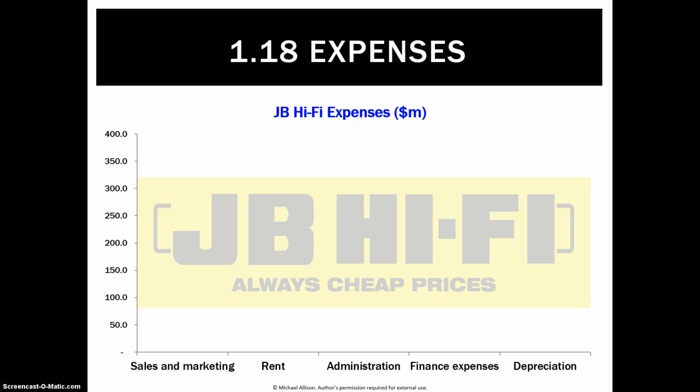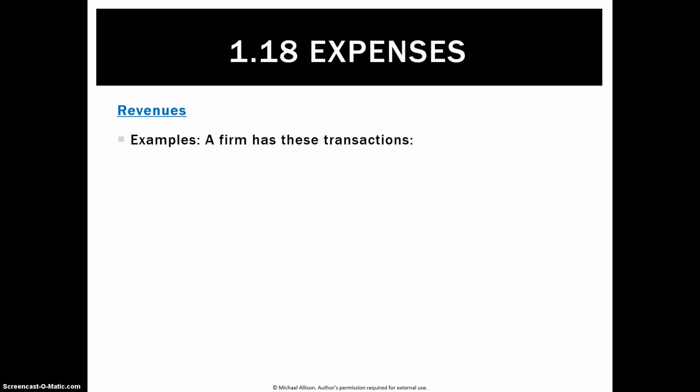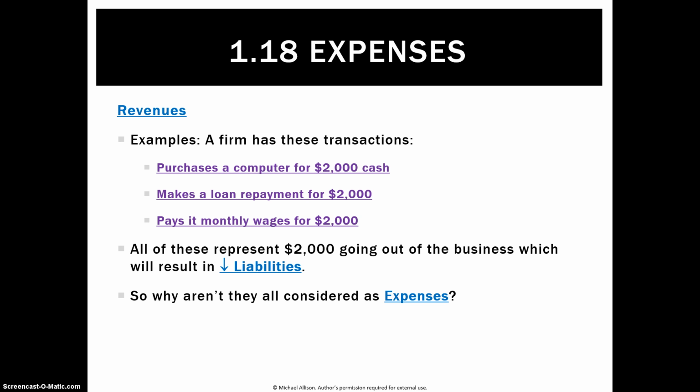Looking at a very common set of expenses for a big business, these are for JB Hi-Fi. We've got sales and marketing, rent, administration, finance and depreciation, all of which are expenses we'll treat during the semester. Let's look at 3 particular transactions. I buy a computer for $2,000 cash, I make a loan repayment for $2,000, and I pay my monthly wages of $2,000. These are all examples of bank or cash leaving the business. However, will they actually all be expenses?